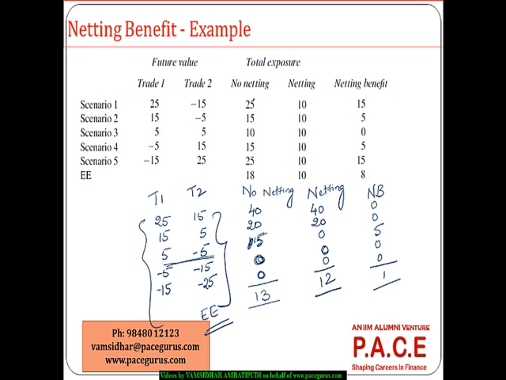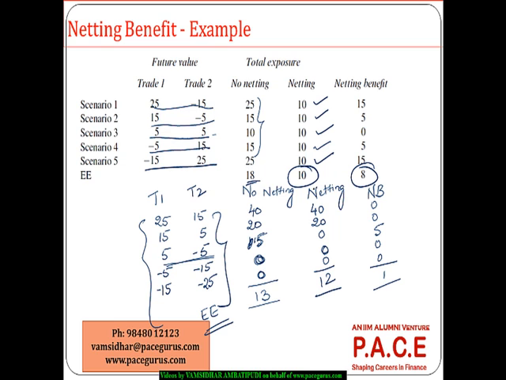Now if it is very close to minus 1, what is the netting benefit here? Without netting, these are the exposures, because negatives will not be counted, only positives will be added. So here it is 10, here it is 15, here it is 25, and the average expected exposure is 80. Now if netting is there, I'll first add these values. 25 minus 15, 10. Because it is positive, I'll take 10. 15 minus 5, 10. 5 plus 5, 10. Minus 5 plus 15, 10. Minus 15 plus 25, 10. So the average expected exposure is also 10, which means there is a benefit of 8.